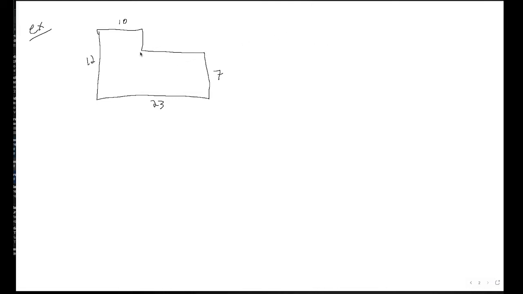So I'm going to start with the blue way. Let's do the blue way. The blue way is, I don't know how to find the area of this weird looking chubby L, right? But I do know how to find the area of rectangles. And this is a 12 by 10 rectangle. What's 12 by 10?